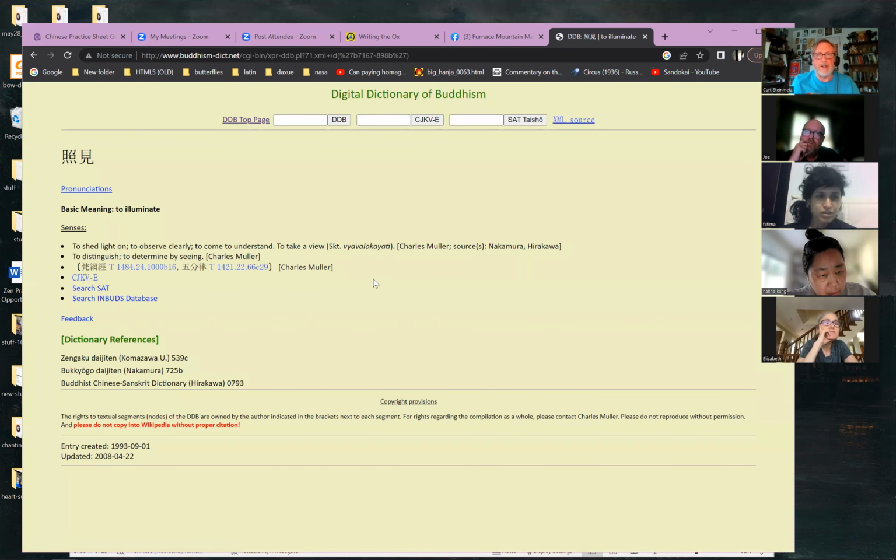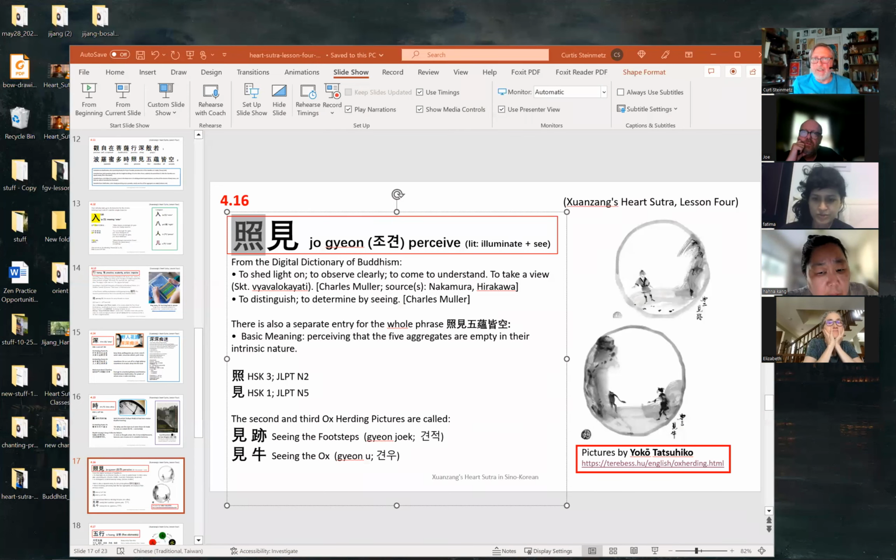And here's the entry that I use. This is the entry for the two-character combination, Jo-gyeon. And I just copied and pasted this to create this PowerPoint slide. Okay, so that's real easy and is especially helpful if the Chinese characters that you are looking for are from the Heart Sutra. Very likely they will have entries in the Digital Dictionary of Buddhism. Very, very likely.